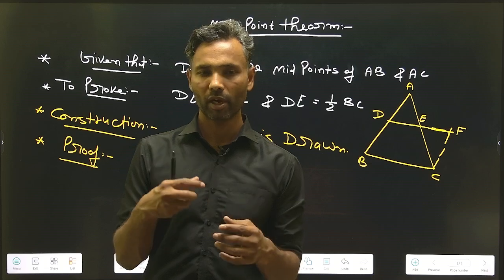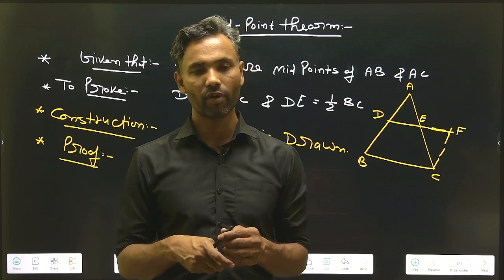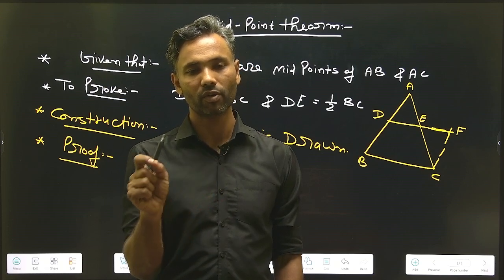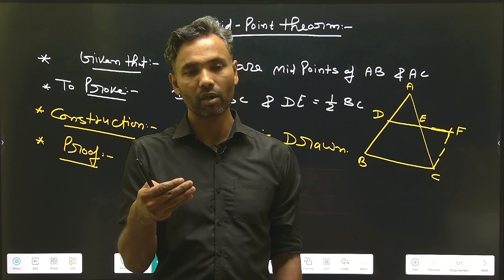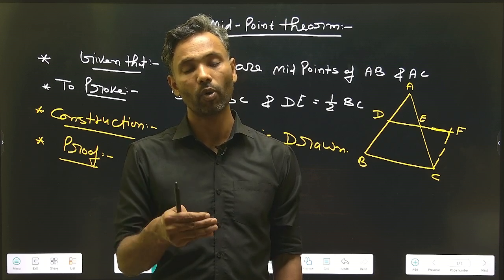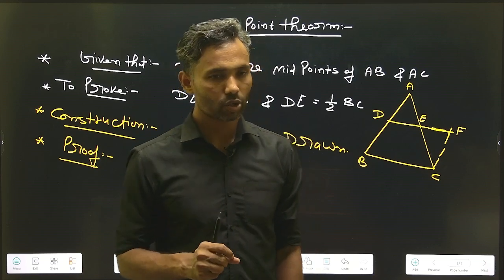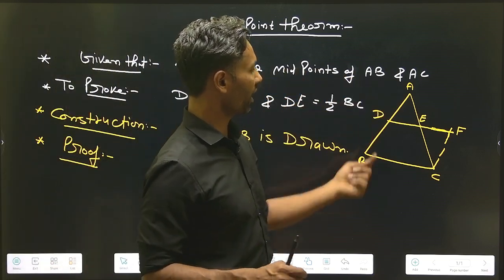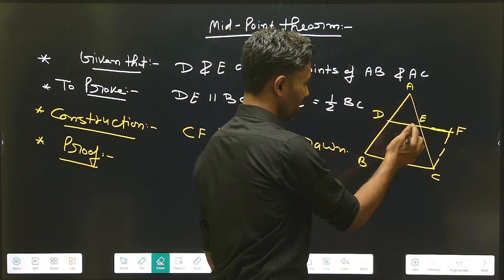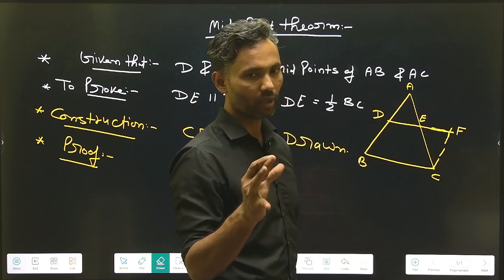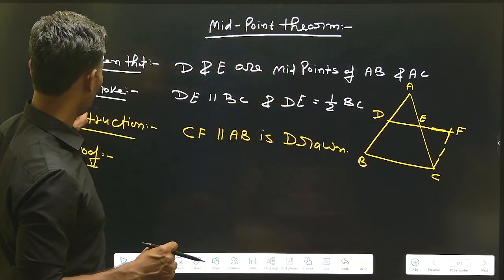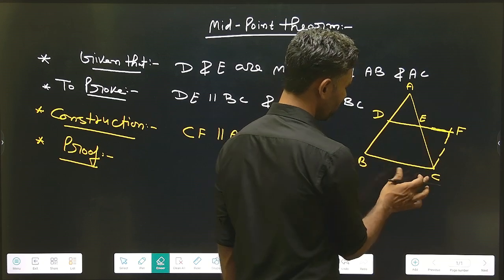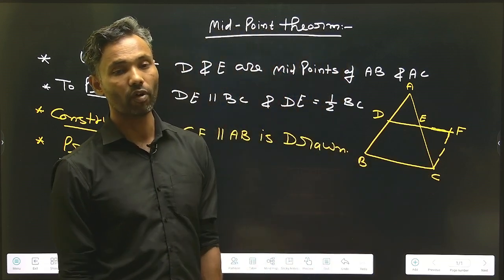So what is the midpoint theorem actually? The midpoint theorem says that if a line segment is drawn by joining the midpoints of two given sides of a triangle, then that line segment will be parallel to, and half of, the third side of that triangle. Here the data given is that D and E are the midpoints of sides AB and AC. This is side AB and this is side AC. We have to prove that DE is parallel to BC and DE is half of BC.